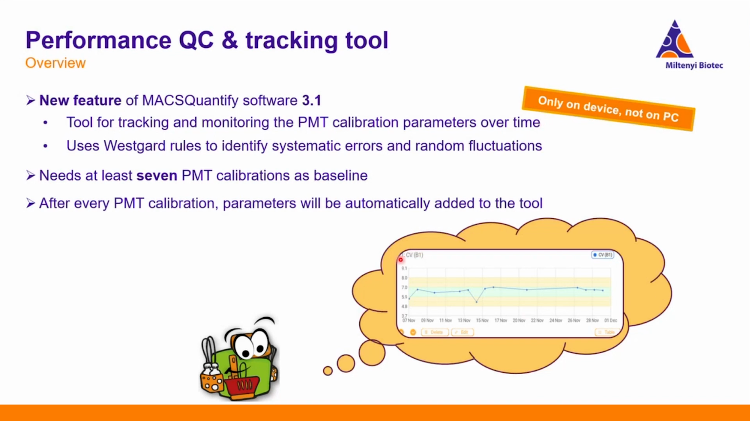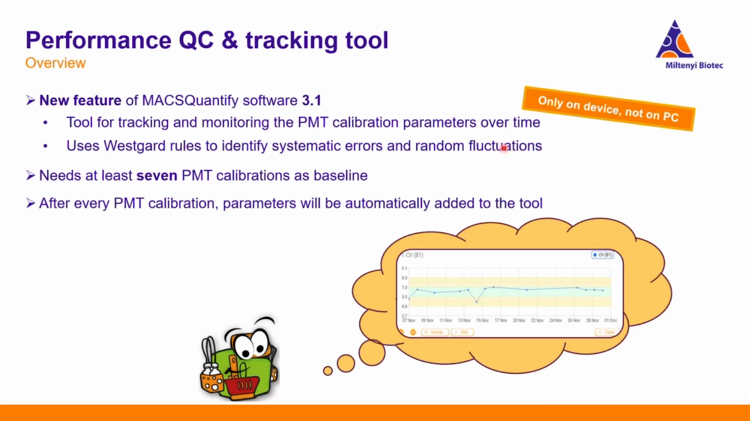The readout looks something like this, and the system applies a set of mathematical criteria, which we call Westgard rules, to identify if there is a systematic error or some fluctuations. Basically what you want is that your parameter stays stable over time, and you have this green box in the middle. This is plus minus 1 standard deviation. And if you have an outlier, you might know maybe something happened here, or you can also see if the machine is trending and, let's say, the CV is getting worse and worse over time.